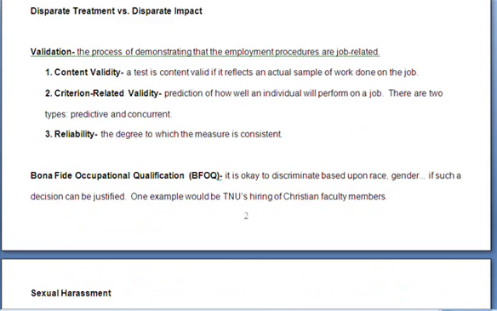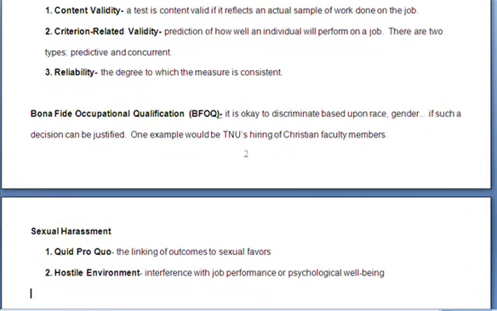Few other things here. BFOQ. In certain situations, it is okay to discriminate based on race, gender, etc. The most common one is religion. For example, Christian institutions, such as Trevecca, hiring Christian faculty members. That is certainly acceptable. You can discriminate in religion. If you think about Hollywood, if you're hiring a character for a movie and they need to be a male because the role is male, that would be acceptable.